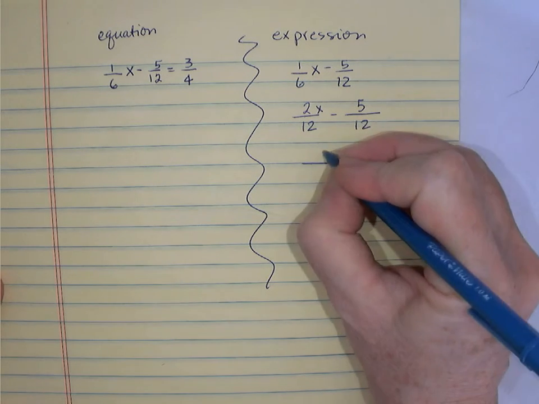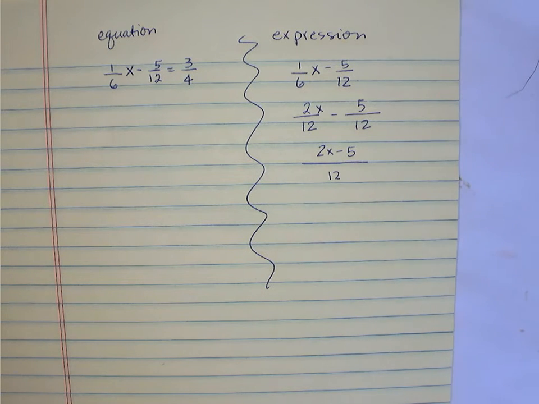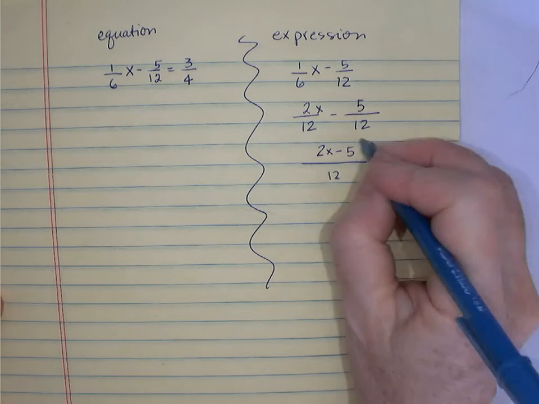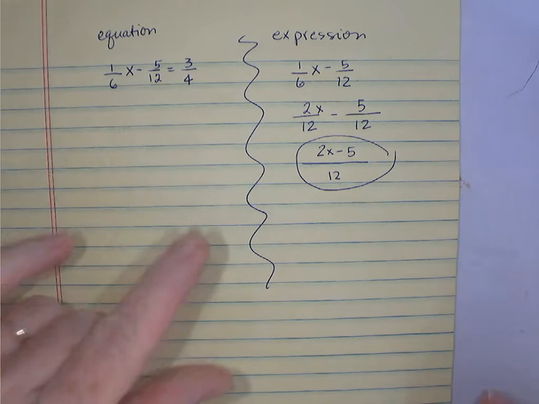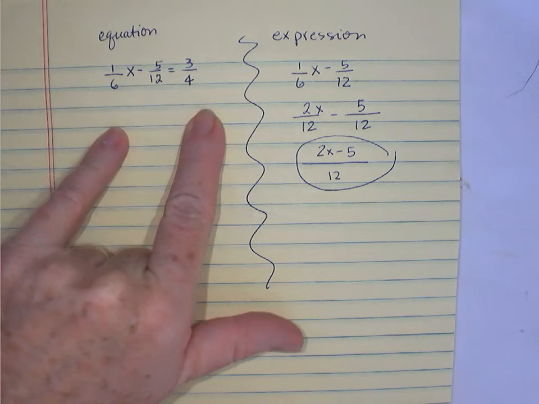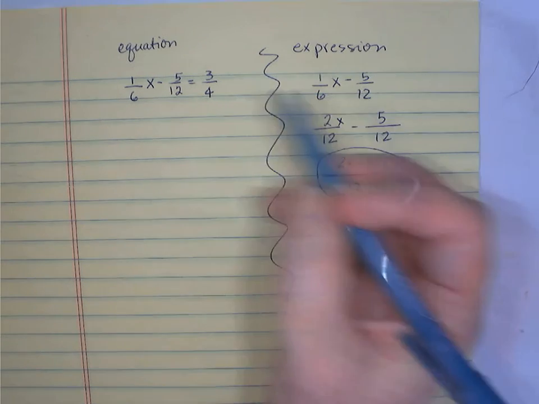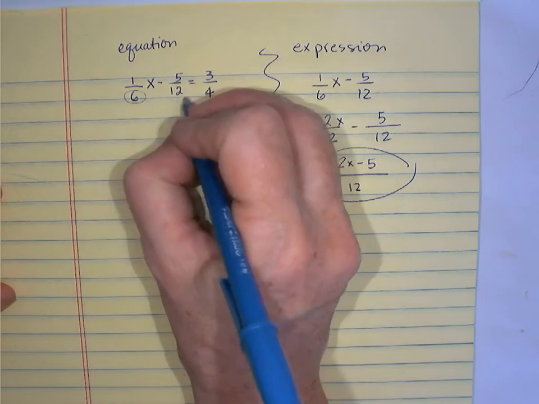So this is just going to be keep the bottom, combine the top. And in fact, the top is not like terms, so the best we can do is write that as 2x minus 5 over 12. And that's our answer. If you have an equation, in fact, your life is much better because you can just get rid of the fractions. And here's what you're going to do. You're going to look at the denominators, 6, 12, 4.